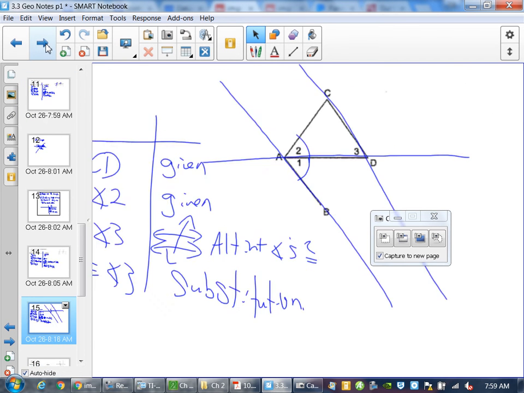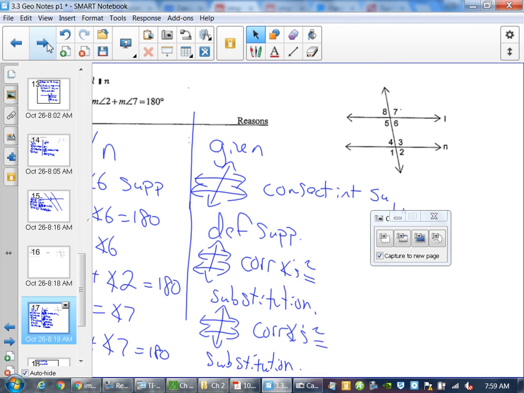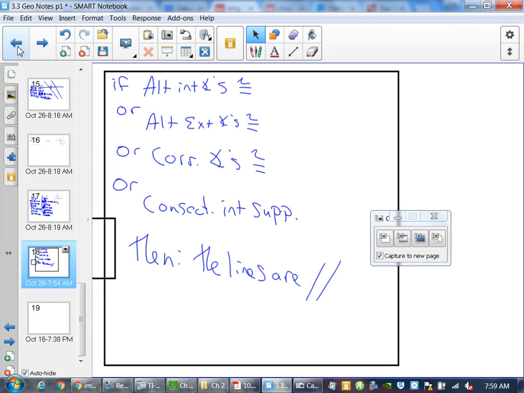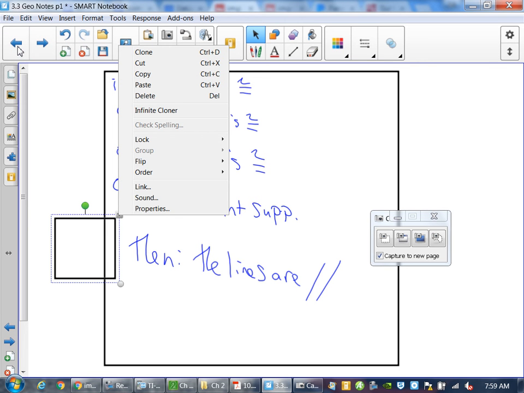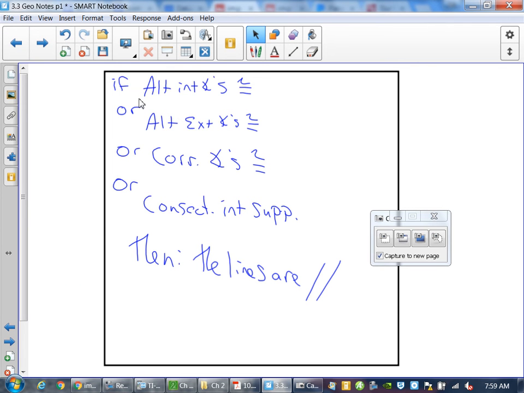Let me find the little square here. I think I got lost here. This is where this statement's going to come into play from yesterday. Yesterday we put that in the square. We said that if we were able to find that alternate interior were congruent, alternate exterior congruent, consecutive supplementary, or corresponding were congruent, then we could have said that lines were parallel. Well, in these last three problems, they're asking you to show that the lines are parallel.